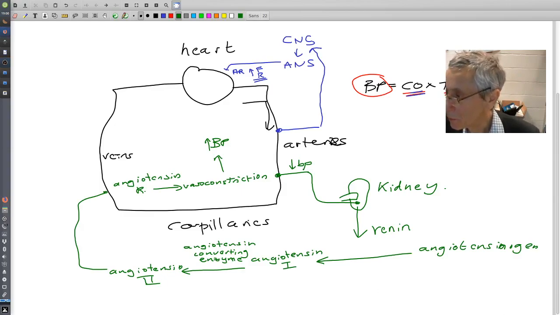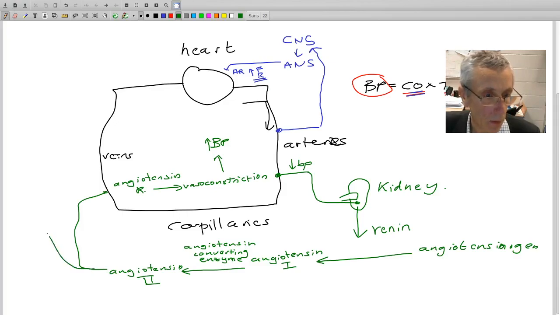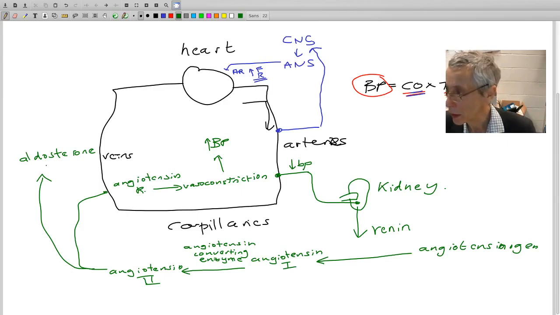But angiotensin has other effects too, because angiotensin 2 also activates aldosterone. You find all this in more detail in the textbooks. I'm just giving an overview so you can see how the whole system works, enough for you to be able to work out the physiology and the pharmacology.